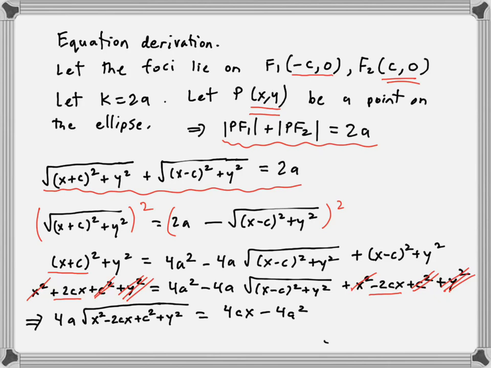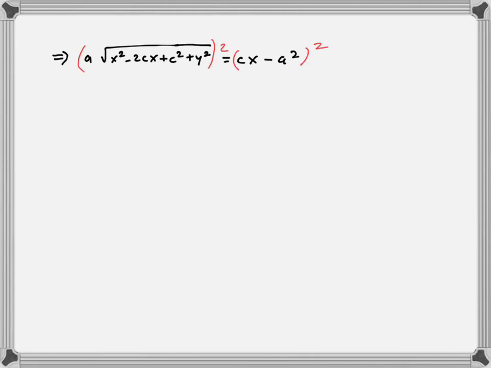Now I can divide both sides by 4, can I not? Right? The 4 doesn't need to be on both sides. So if I divide the left by 4 and I divide the right by 4, what do we get on the next line? We actually end up with a square root of x squared minus 2cx plus c squared, and then plus y squared, and on the right I have cx minus a squared. So now what I'm going to do is square both sides again, since I more or less got the radical by itself on that side, okay? So here's what we end up with.